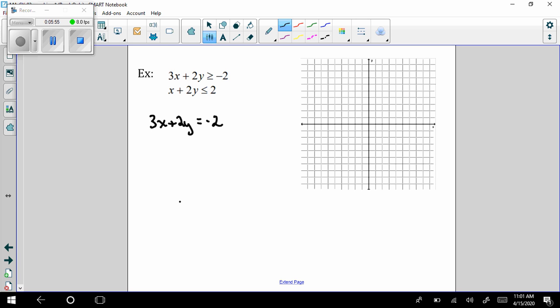I'm going to go ahead and change this one to y equals mx plus b. So 2y equals -2 minus 3x. Y equals -1 minus 3 over 2x. So that's my boundary line, and I have to remember that it is solid. So y-intercept of -1, down 3, 1, 2, 3 over 2.